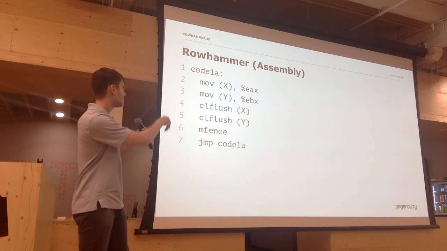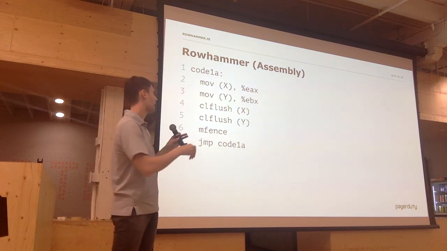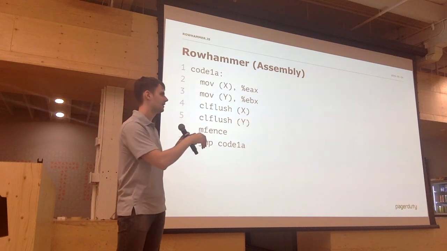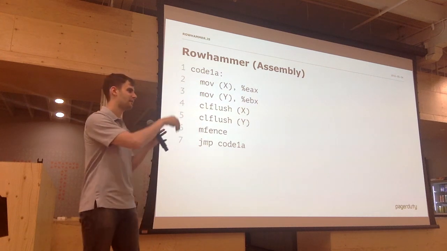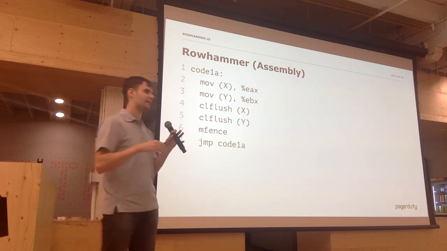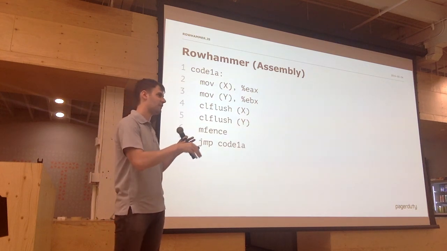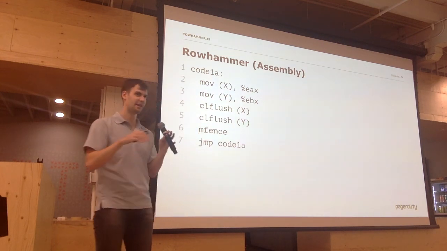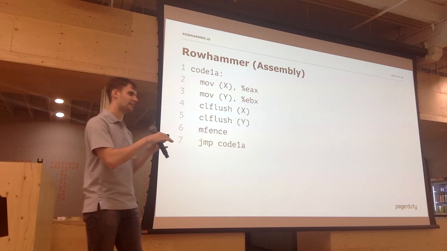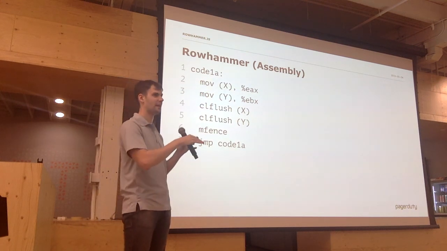But when you run this code, memory addresses that are adjacent to X, or Y in this case, have a chance of becoming flipped. If you access it enough times, and if the conditions are right, you can flip bits in memory that you don't own. Yep?